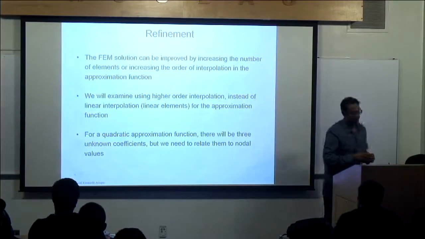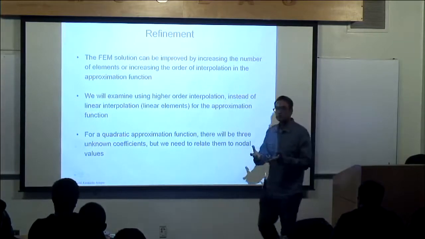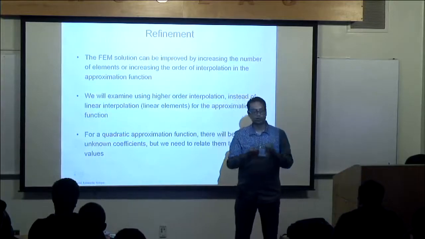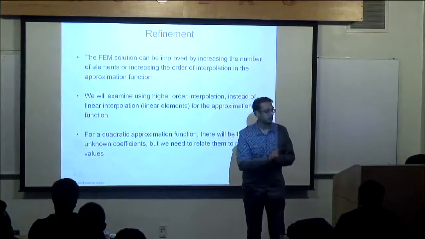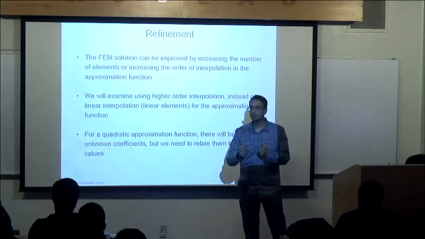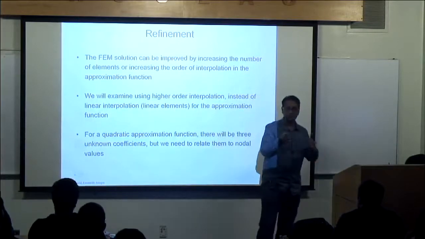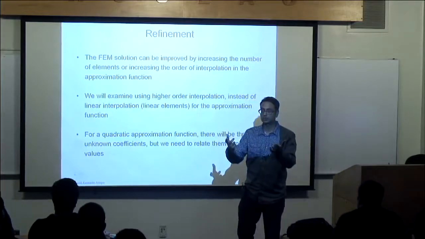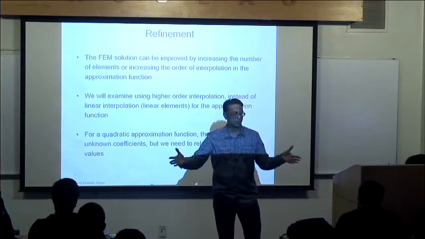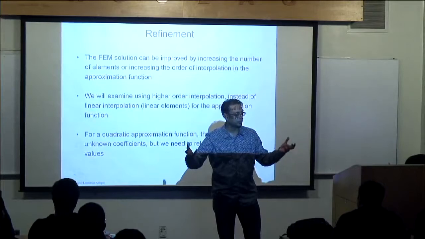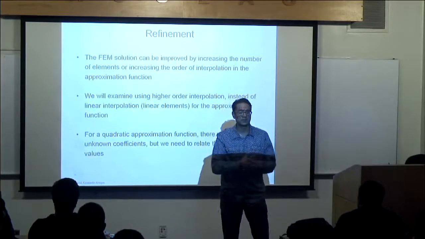And so if I'm going to use, let's say, a quadratic approximation over an element, how many unknowns do you think I will have? How many unknown coefficients do I have in a quadratic approximation? In a linear approximation, we have 2 unknown coefficients. In a quadratic approximation, how many unknowns do you think we will have? 3 unknowns. That makes sense, right?